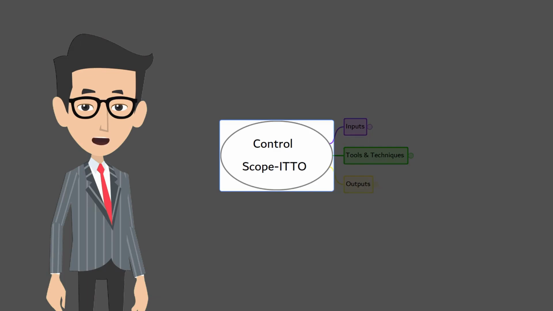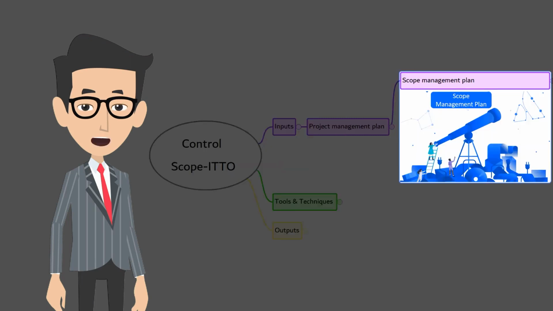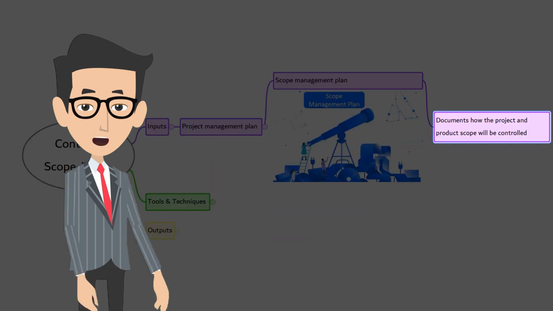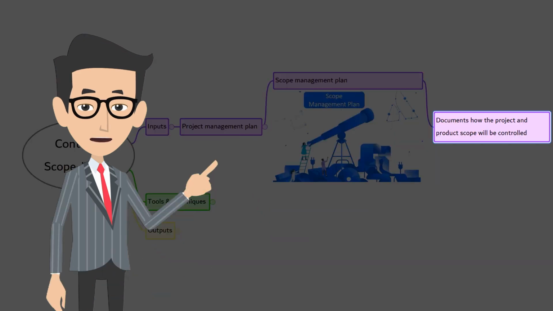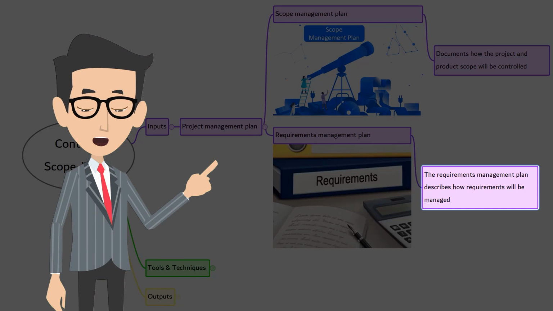Let's talk about the ITTOs. First, the inputs. The list starts with project management plan. Let's look at its components. First, scope management plan. The scope management plan documents how the project and product scope will be controlled. Requirements management plan. The requirements management plan describes how the project requirements will be managed.